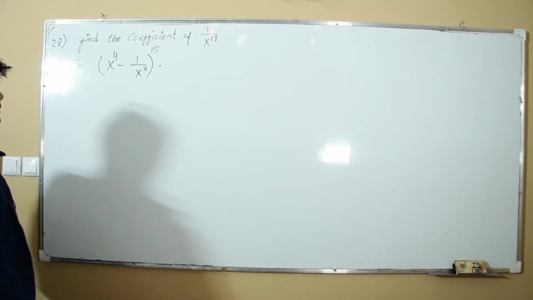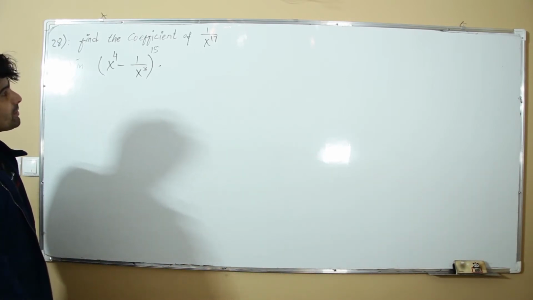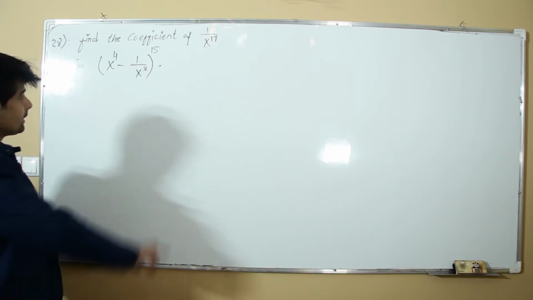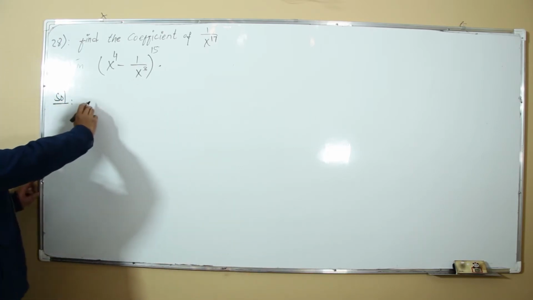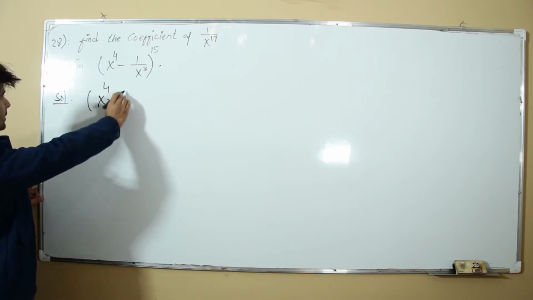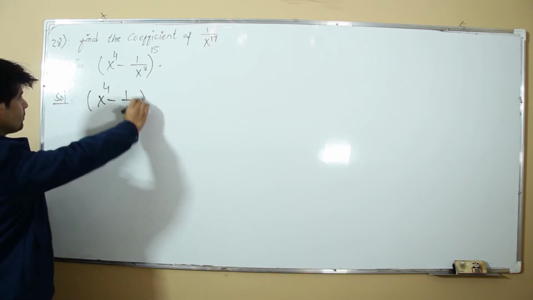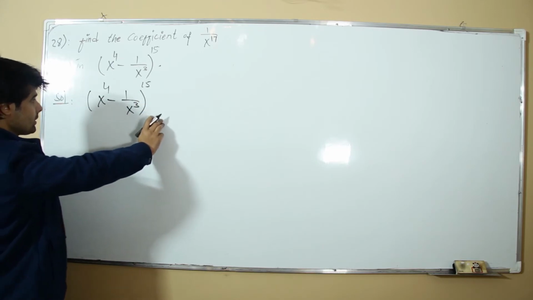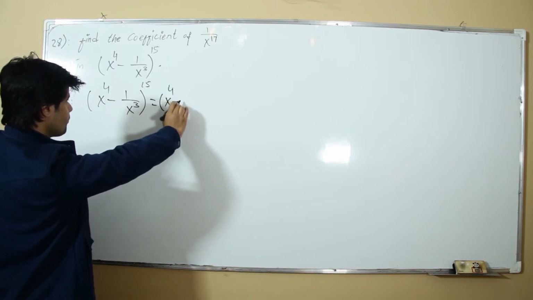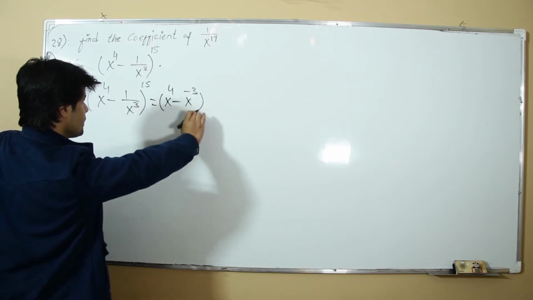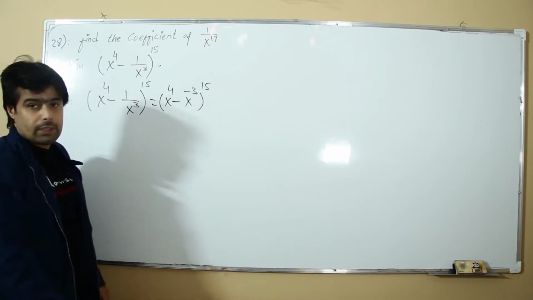Question number 28. Find the coefficient of 1 divided by x to the power 17 in this expansion. It's a simple question. First, x to the power 4 minus 1 divided by x cubed, raised to the power 15, is the same as x to the power 4 minus x to the power minus 3, raised to the power 15.